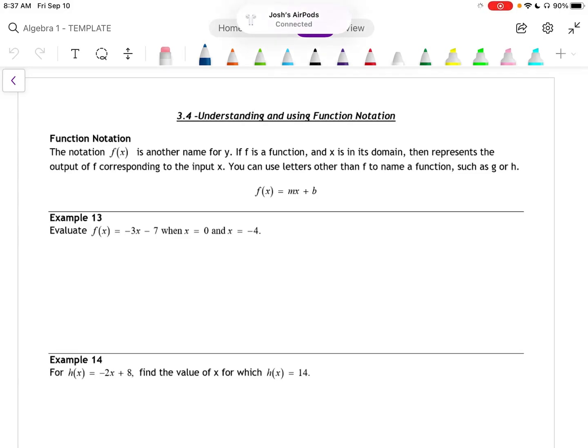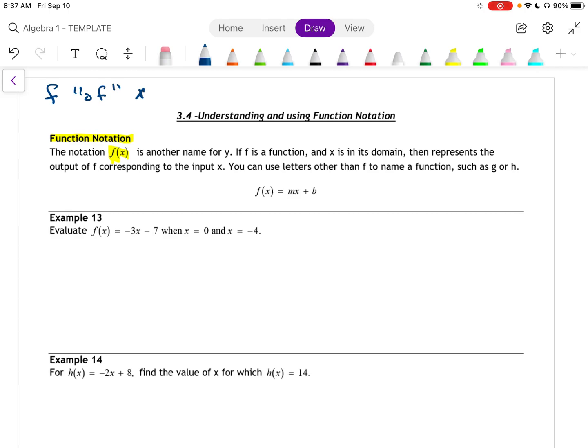All right, Chapter 3, Section 4, Understanding and Using Function Notation. So function notation is a different way to describe a function. We start off with a definition. We call it f and then parentheses x, and this is read f of x. So f of x is another name for y.